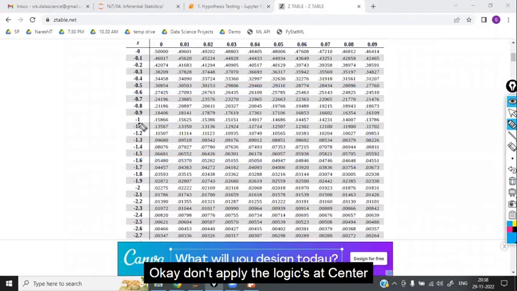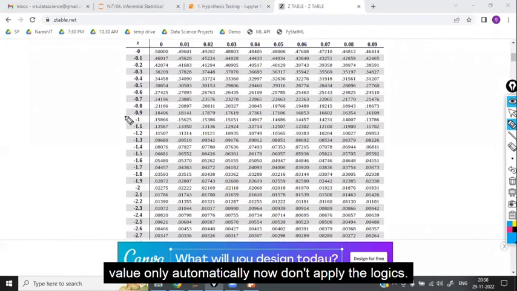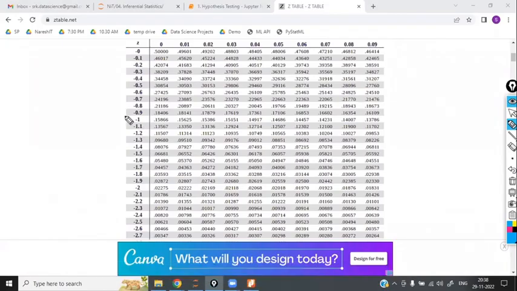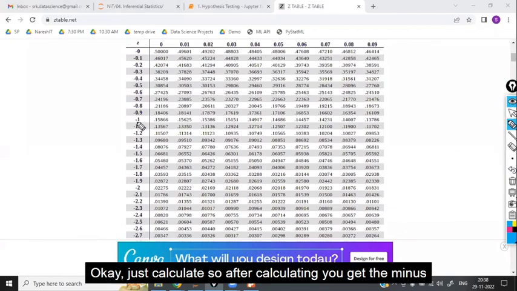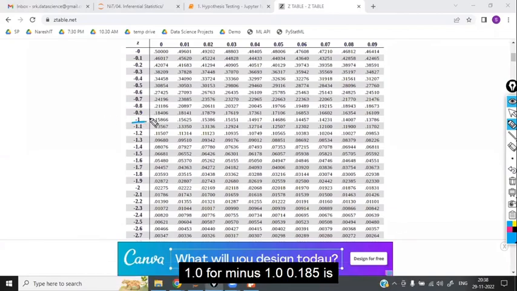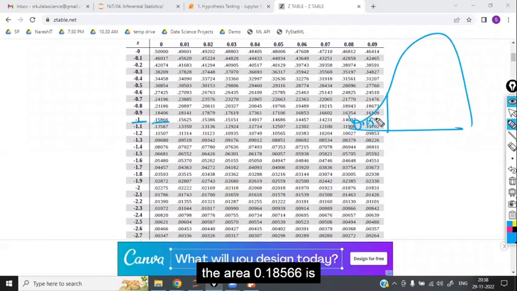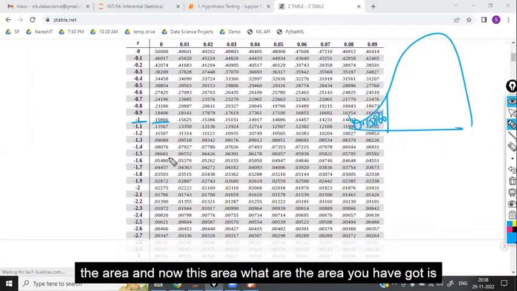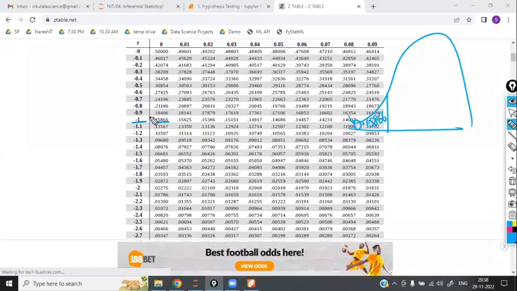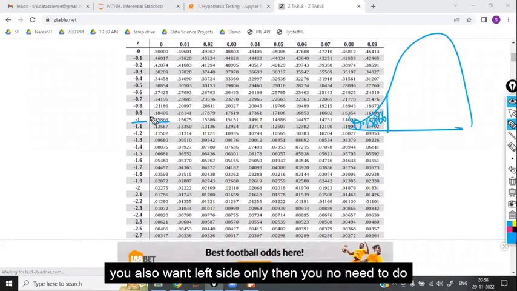Don't apply the logic at the center value only. Okay. Just calculate. So after calculating, you get minus 1.0. For minus 1.0, 0.18566 is the area. And now this area, whatever area you have got, is it left side area or right side area? You also want the left side only.